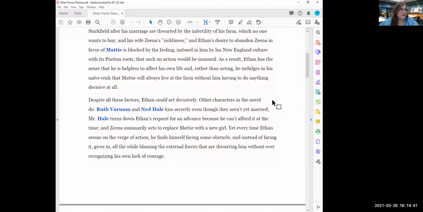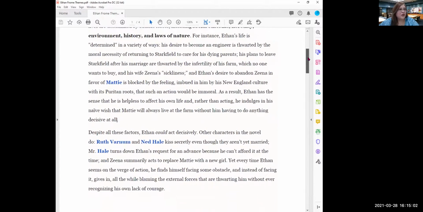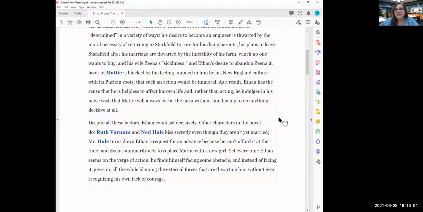Yet every time Ethan seems on the verge of action, he finds himself facing some obstacle, and instead of facing it, he gives in, all the while blaming the external forces that are thwarting him without ever recognizing his own lack of courage. So I would think about other types of situations that are occurring in the world when people tend to act as if they have no choice in the matter, but they really do.